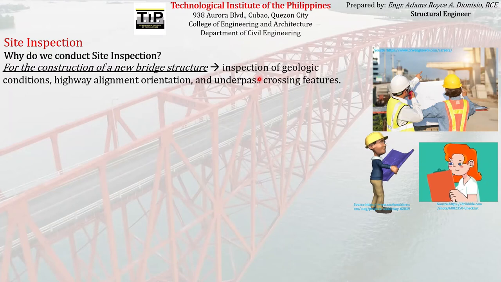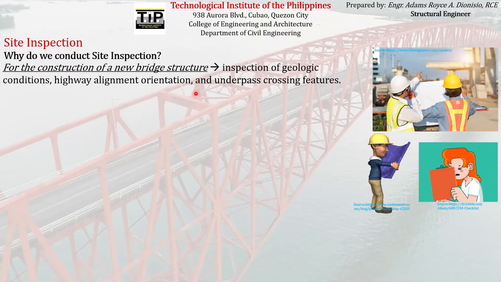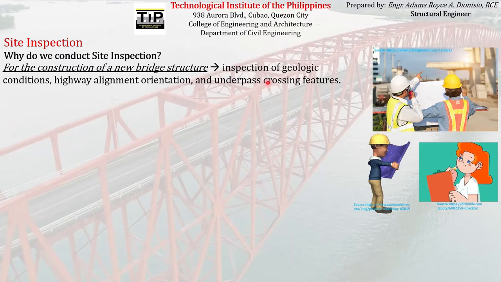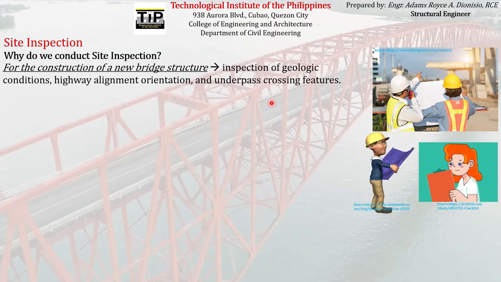Therefore, they need to be inspected first, and we need to know additional information about them first. Before we commence our design and construction, we need to have knowledge about the geologic conditions, highway alignment, orientation, and underpass crossing features on the site before we will be able to construct a new bridge structure there. So that's one of the basic reasons why we conduct site inspection.